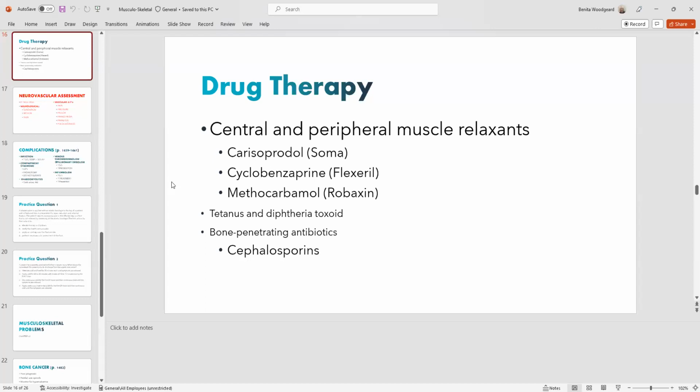So if patients are on any of these peripheral muscle relaxers, remember we have to educate them that these drugs may cause drowsiness. They are not supposed to drive or operate heavy machinery while on these medications. That could be a big safety risk.